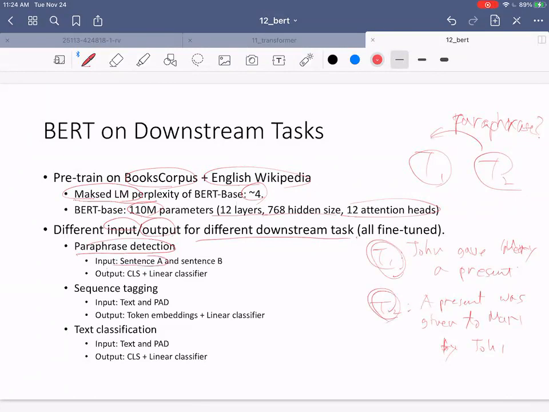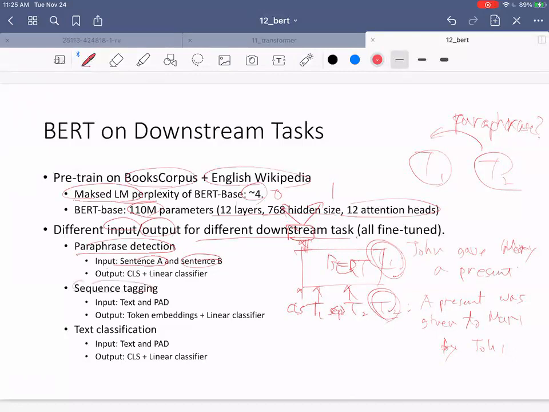So you put sentence A and sentence B into BERT. You put sentence one and sentence two separated by the SEP token, and then you have the CLS here. You take that CLS corresponding embedding, and then you have a binary prediction task. If T2 is a paraphrase of T1, then it should output one, since it's a binary task. If T2 is not a paraphrase of T1, then it should predict zero, basically. So that's how you use BERT to do downstream tasks.